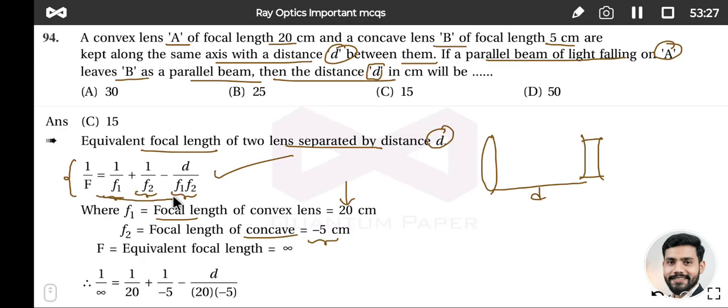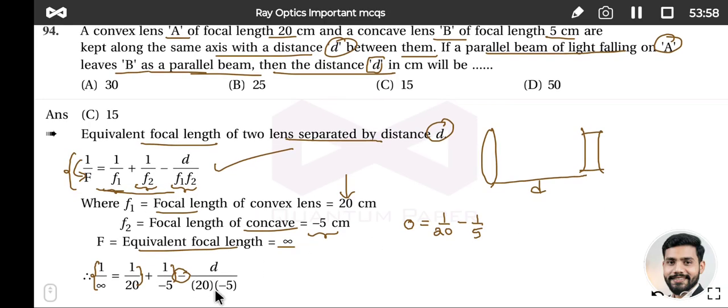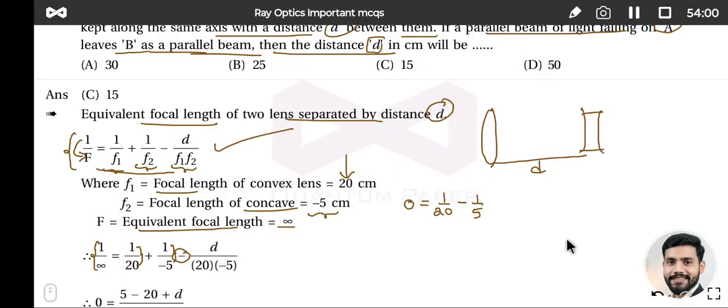And the equivalent focal length is nothing but infinity, because the beam is going parallel only. So if you apply these values here, 1/f is the equivalent focal length, so 1/infinity = 1/20 + 1/(-5) - d/(20 × -5). So 1/infinity, which is 0, is equal to 1/20 minus 1/5, and then if you multiply 20 into 5, it is minus 100. So minus minus gives plus d/100.